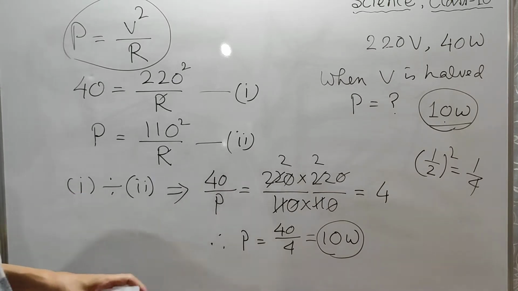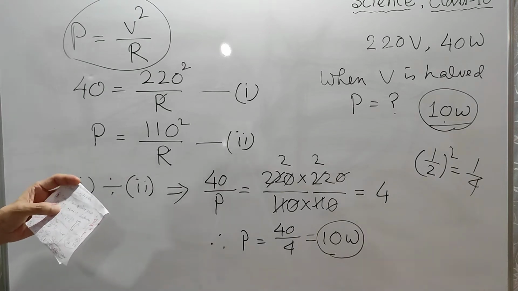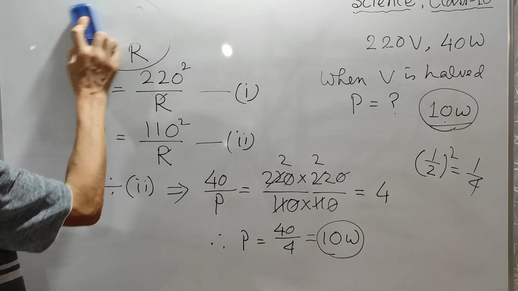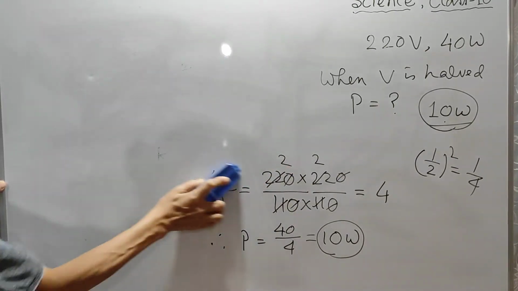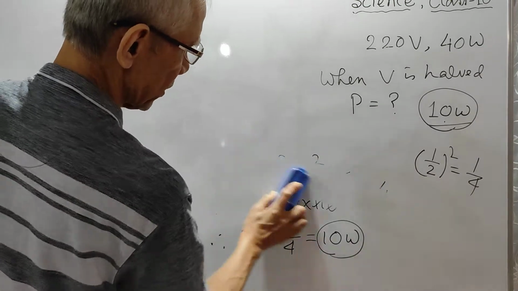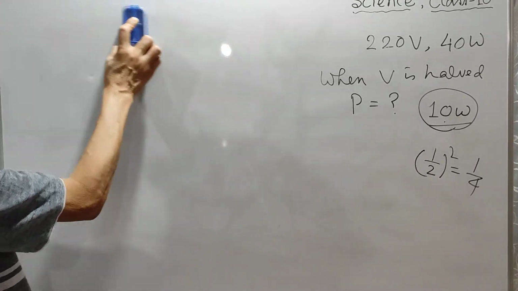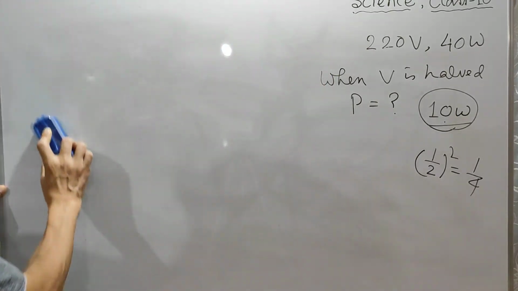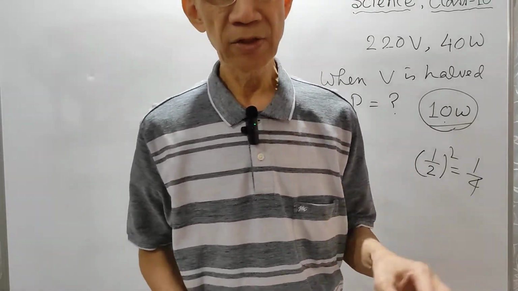Now the third question, the third problem is from the chapter of light. So all this is for class 10. So from the chapter of light, let us see this third question. The problem is how to make a lens of zero power? That is the question. How to make a lens of zero power?